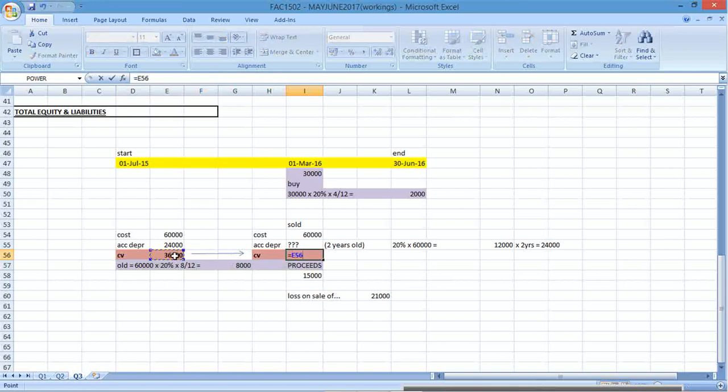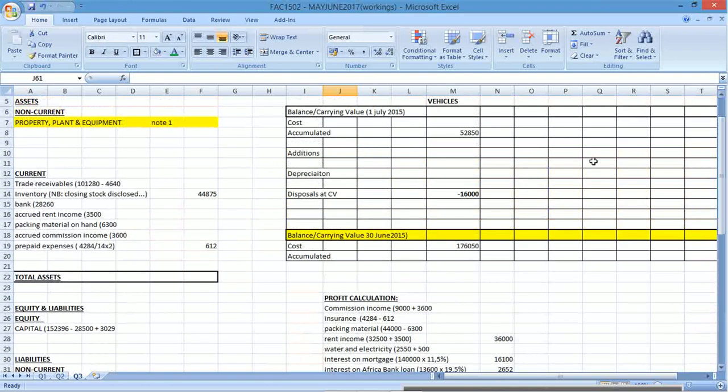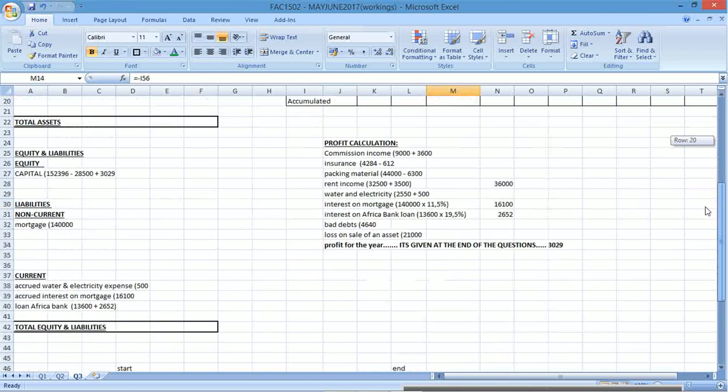So this would be 36 plus 8 gives you 44. Wrong place. This plus that gives you 44. 60 minus 44 gives you 16,000. So there's still a loss, but only a loss of 1,000. Okay, you sold a 16,000 rand worth asset at 15. Okay, so I had to fix that. Did that update here? Yes. Okay, dispose at carrying value 16,000.